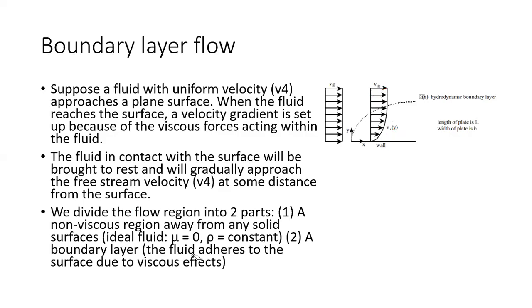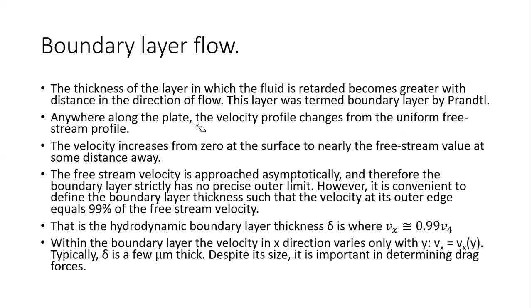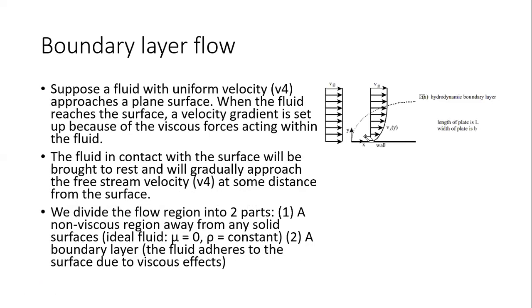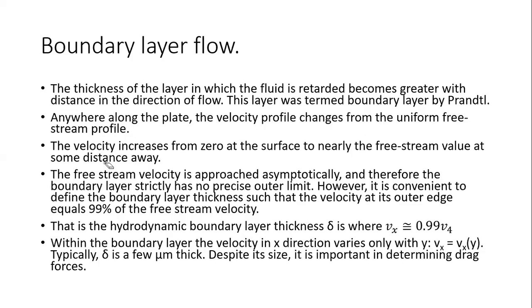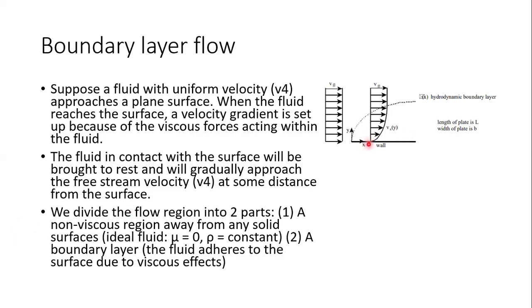Okay. Then the other point is saying that anywhere along the plate, the velocity profile changes from the uniform stream profile. Right. So if we are along this plate, the velocity profile is going to change. Is that okay? Then the velocity increases from zero at the surface to nearly the free stream value at some distance away. So we spoke about that. The fact that the velocity starts from zero here and then it increases until it gets to the point where it reaches the boundary layer. When it crosses it, it now has the free stream velocity, the velocity of the stream that's not affected by the layer. Right.